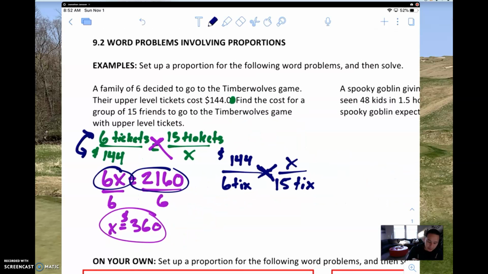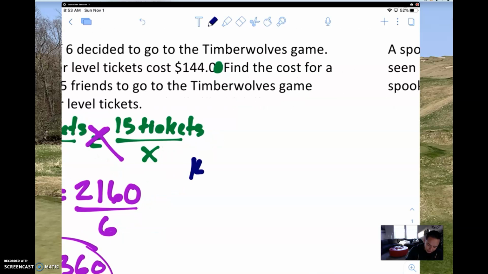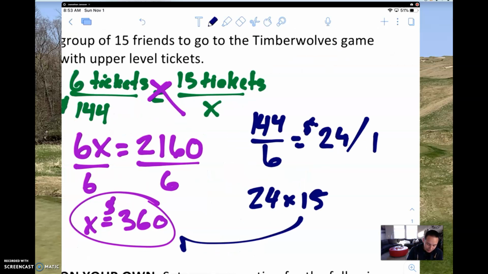I do want to show one other way of solving that problem that just has some logic involved to it. So I'm going to erase that part. If 6 tickets cost $144, you could very easily just take 144, divide it by 6, and you're going to get $24. And that's for one ticket. So if we have 15 tickets, you could take 24 times 15 tickets, and that's just going to equal 360.